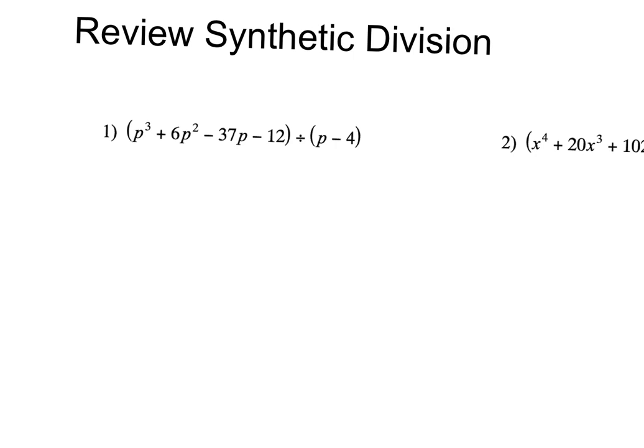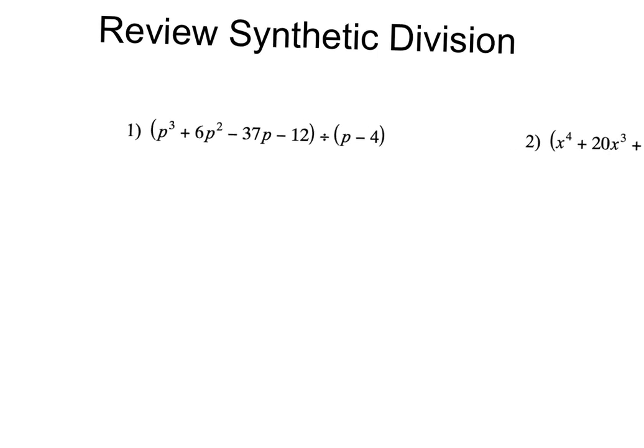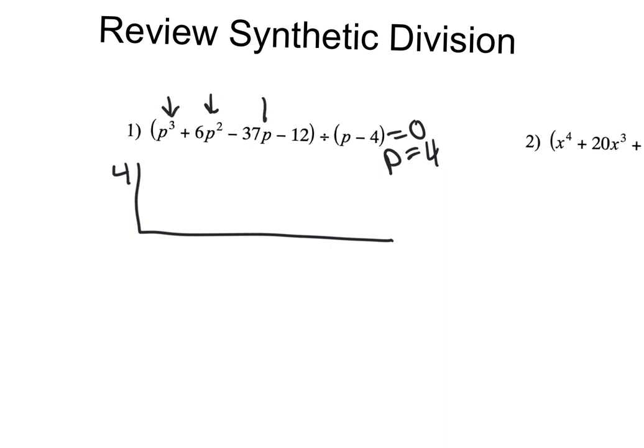Just a reminder, if you are dividing by p minus 4, that means you would set that equal to 0, so you would add 4 to both sides. You would put 4 on the outside of the house, and then take your coefficients and line them up across the top, making sure you don't have any missing powers, and in this case we do not. We have a third power, second power, first power, no power, so that's good.